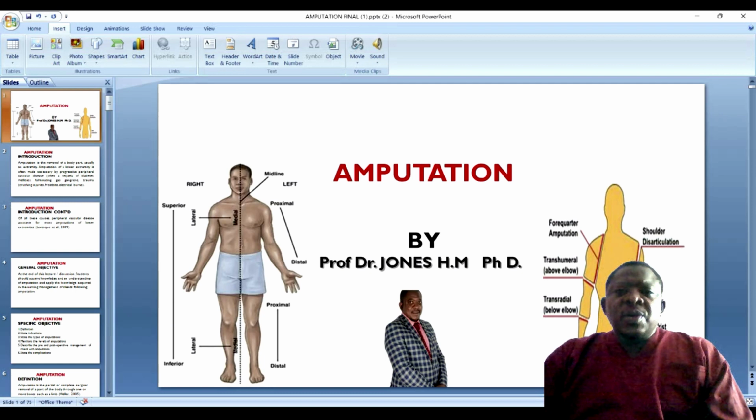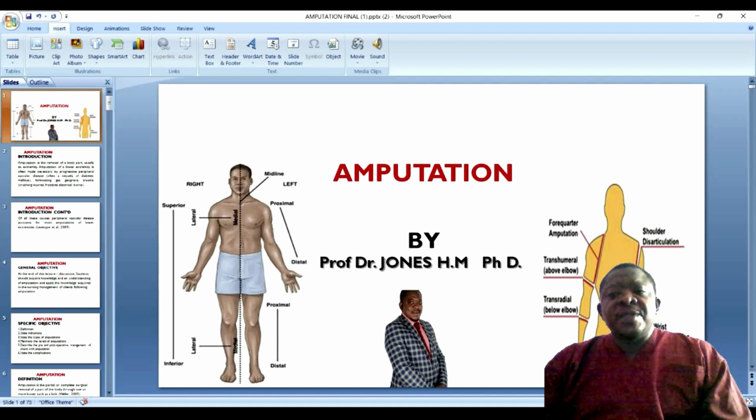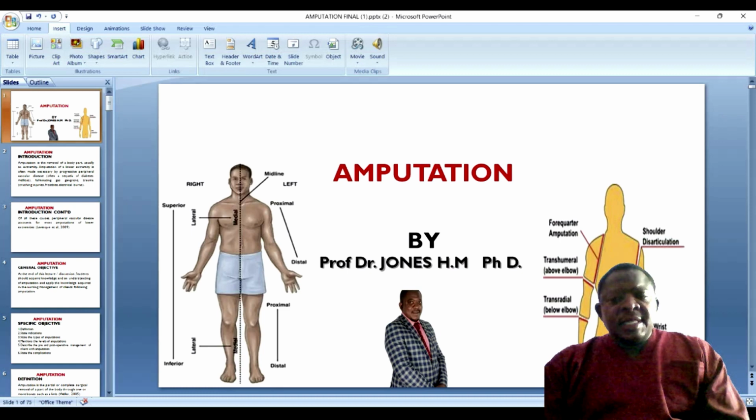Okay, so amputation is one of those conditions that we discuss in surgery one. Today we are going to look at the different nursing aspects that we have to appreciate about amputation. Okay, just a bit of introduction.